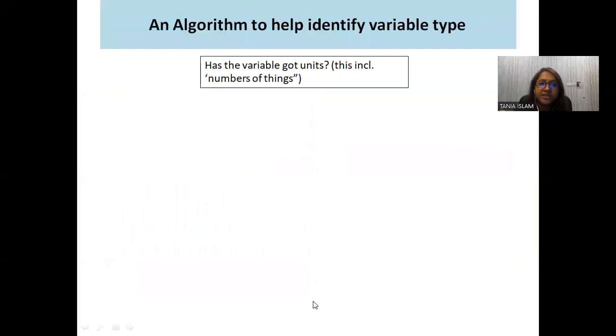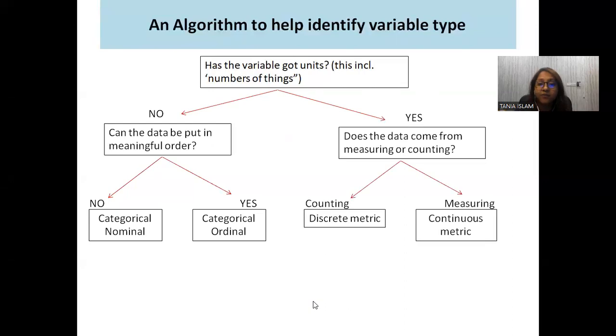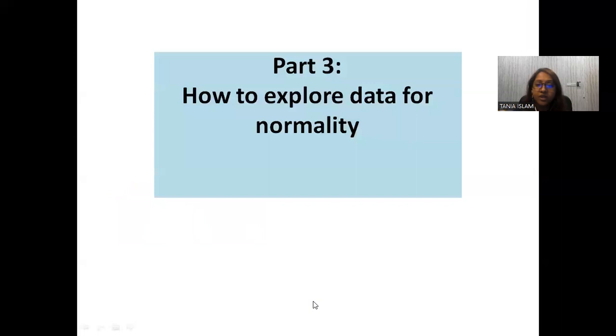I'm not going into details here. This is one plot showing how you can be sure what type of scale variable you have. This is a golden table. Now it will be quite difficult for you to understand, but it is useful when you want to see what type of analysis you are going to do. It gives you a broad picture.